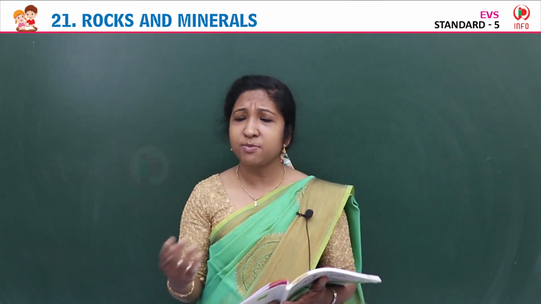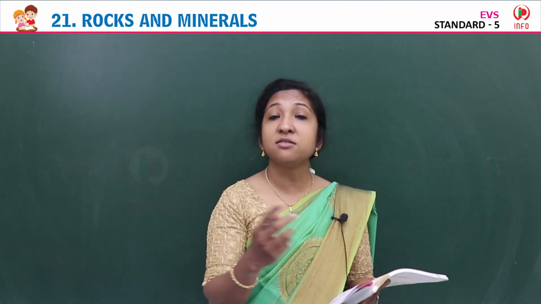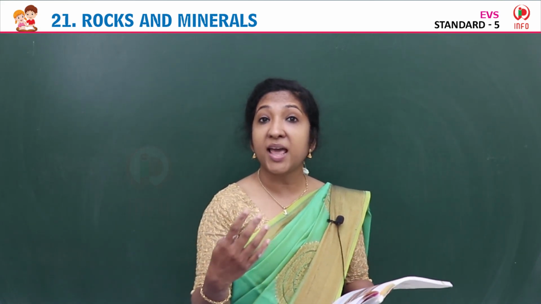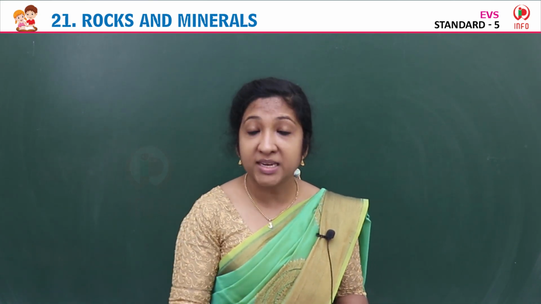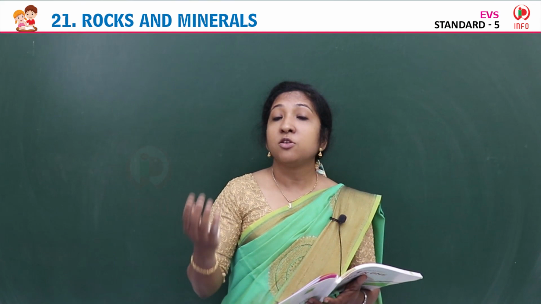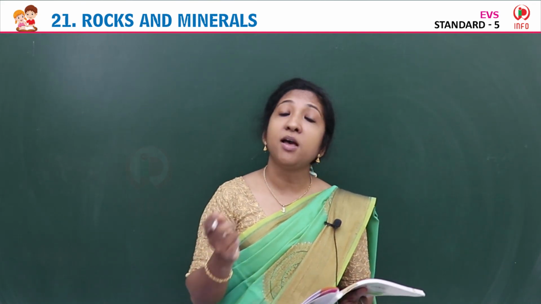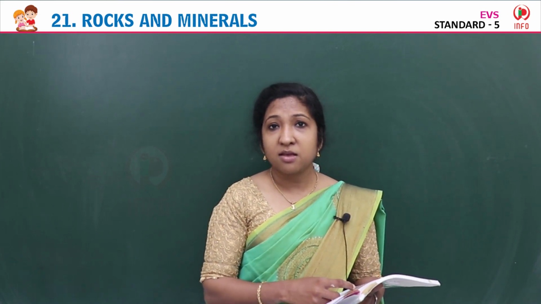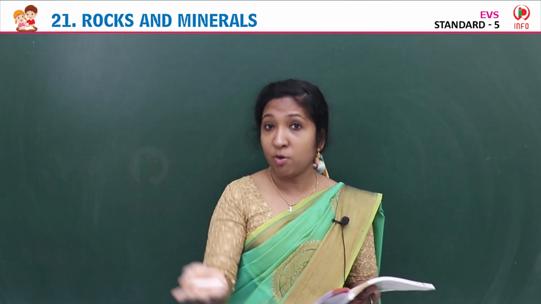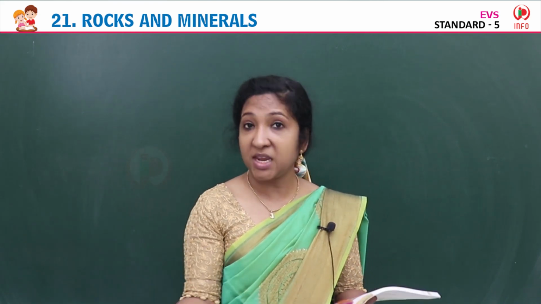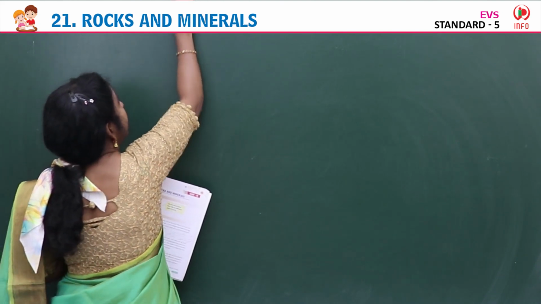Different types of rocks are there on the earth's crust. The outer layers of earth have different types of rocks. So today we are going to learn about them in detail. Rocks are made up of some chemical substance called minerals. Some rocks contain one type of mineral and some contain more than one, meaning many. So yes, rocks and minerals.